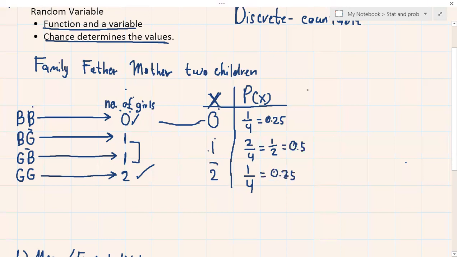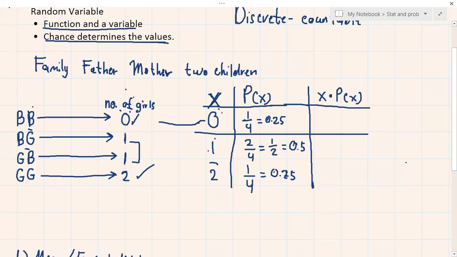Ayan na. So this is actually easy, you know. Ngayon, yung third column natin is we will multiply x and p of x. Okay? Kada row, i-multiply natin si x at saka si p of x. So sa first row, we have x as 0 and p of x as 0.25. So we will multiply them. 0 times 0.25. Okay? So 0 times 0.25 is what? 0, di ba? It's 0.